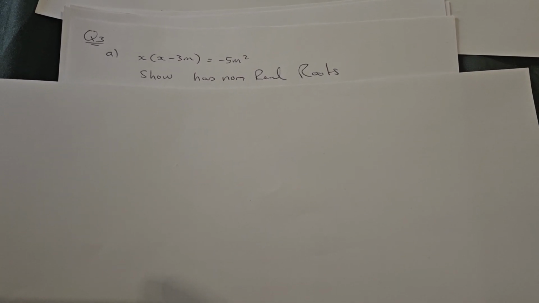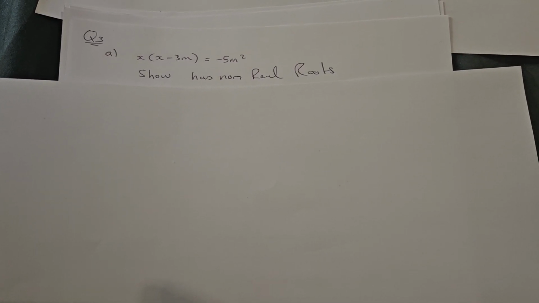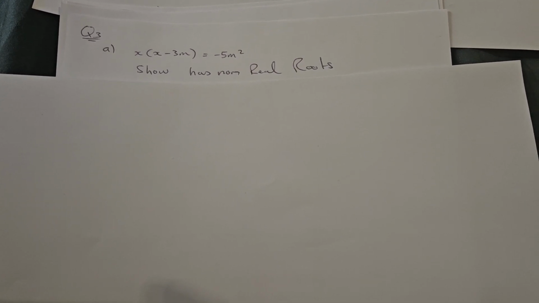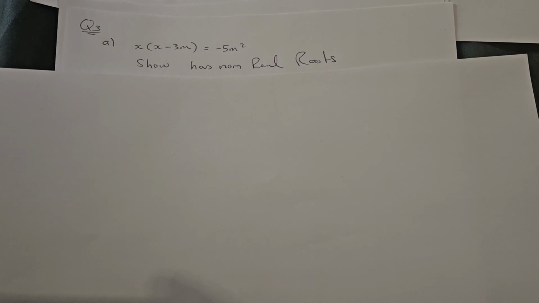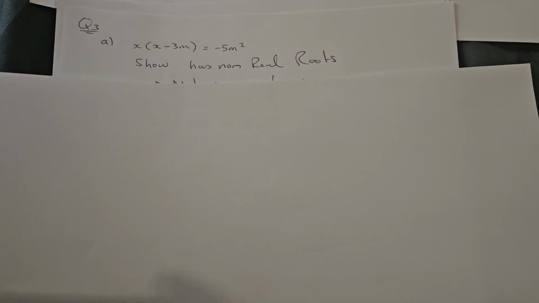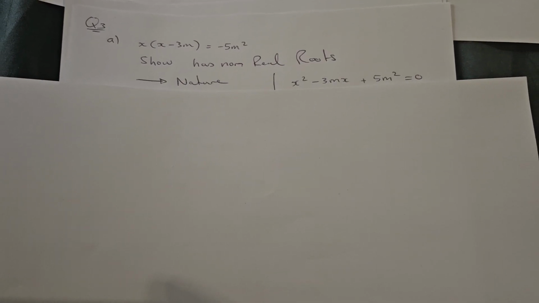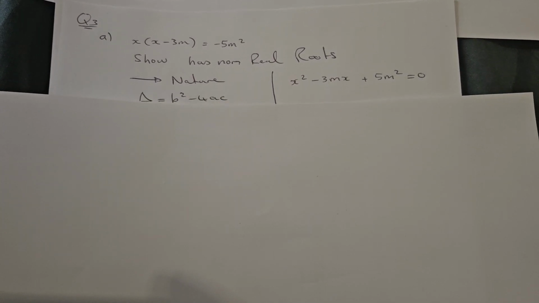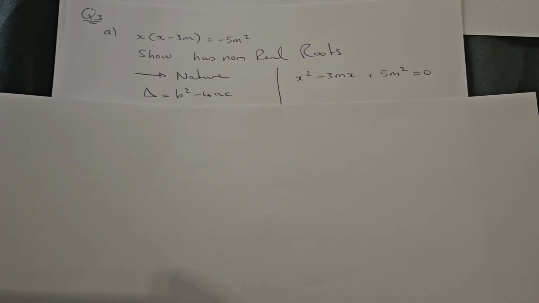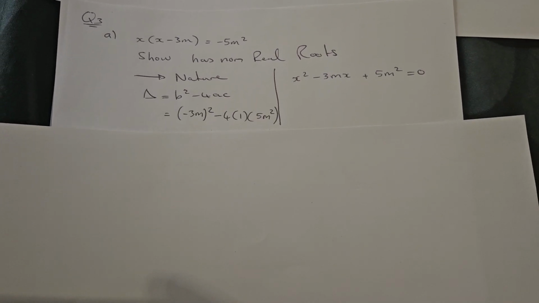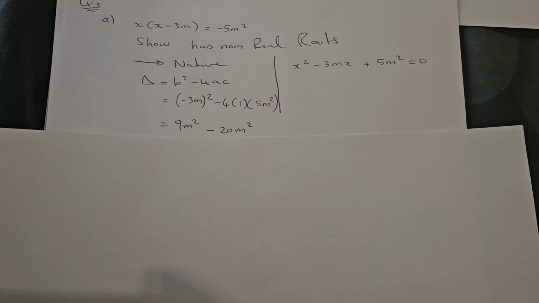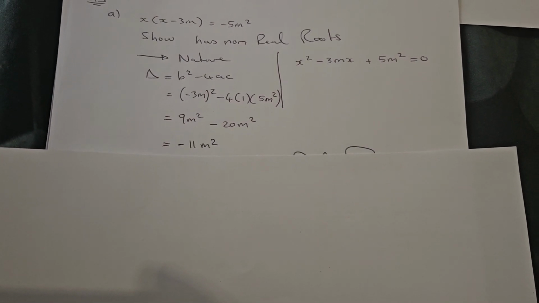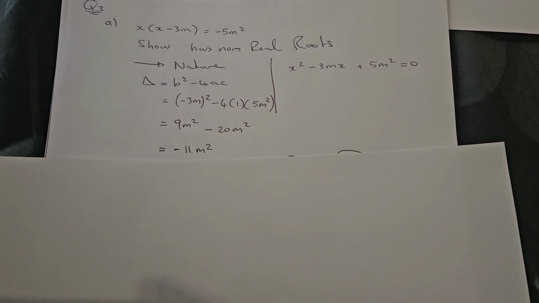So we're not going to try and force it. We never set the delta equal to anything. If we need to show it, we just calculate delta and prove that that's the case. So first thing, this is going to be on nature of roots. I rewrite this thing in standard form over there on the right, and then I can calculate my delta. And what I get if I solve that is negative 11m squared.